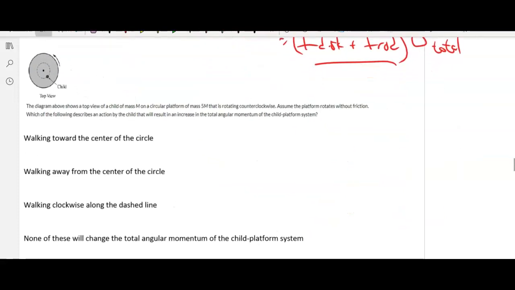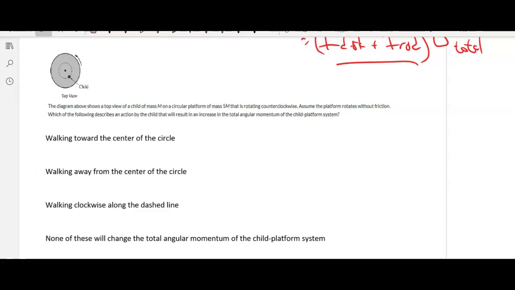Here's an old multiple choice problem. Let's take a look at this one. So the diagram above shows a child of mass m on a platform of mass 5m that's rotating counterclockwise. There's no friction between this. So which of the following describes what the child could do to increase angular momentum?